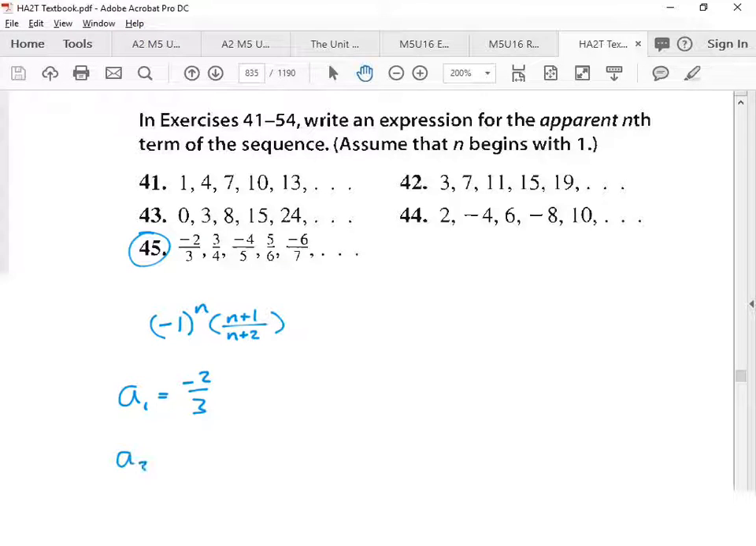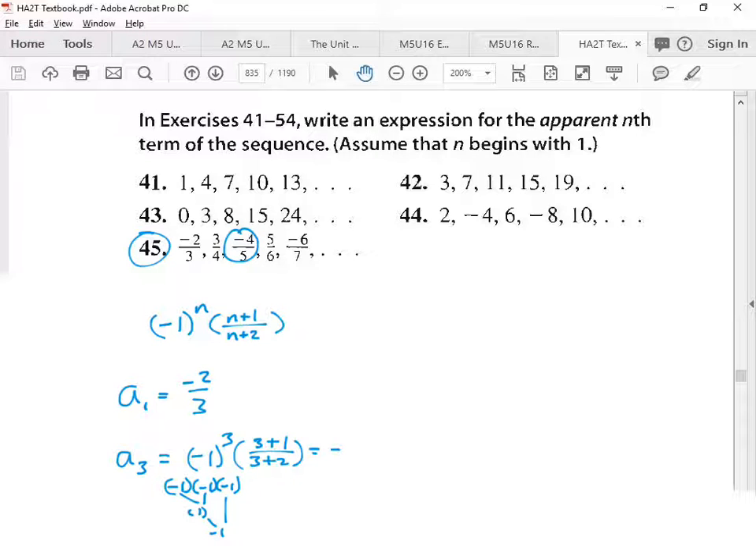Let's look at the third term. Now we know the third term is a sub 3 equals -4/5. So if I plug this in, it'll be -1 raised to the third power, and then 3 plus 1 on top and 3 plus 2 on the bottom. What is -1 raised to the third power? That would be -1, because these would make a +1, and then you multiply the -1 and the +1, you get a -1. So whatever this result is going to be, you know that it's going to be negative.